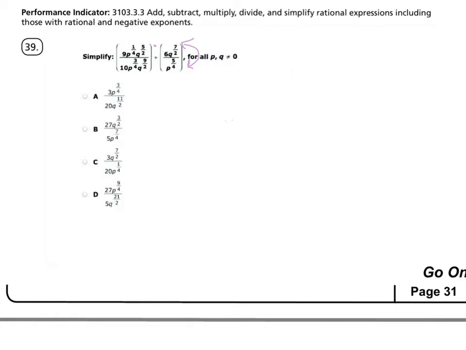We also need to remember a couple of properties of exponents. If I have bases multiplying each other, then that means I add the exponents. And if I have division, then that means I subtract the exponents. So the exponent of the numerator minus the exponent of the denominator.